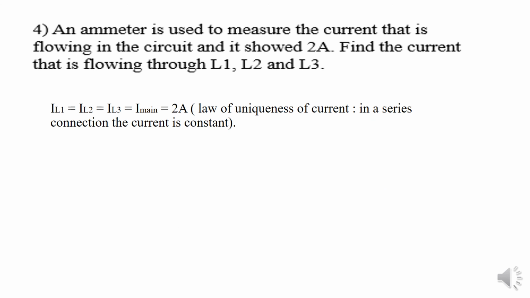Part 4. An ammeter is used to measure the current that is flowing in the circuit, and it showed 2 ampere. I have to find the current that is flowing through L1, L2, and L3. According to the law of uniqueness of current, in a series connection, the current is constant. So IL1 equals IL2 equals IL3 equals the main current equals 2 ampere.